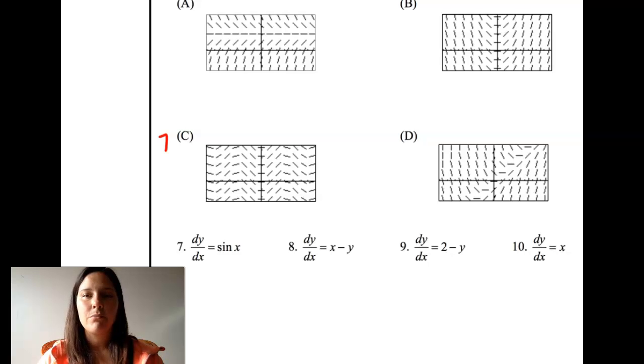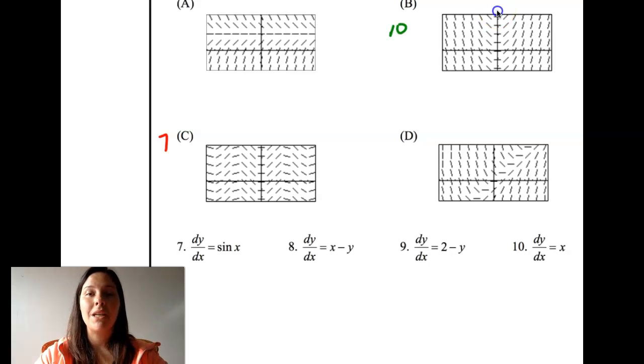So I'm actually going to start with number 10 because I think it's easier of the 3. What that says is that the derivative matches the x value at that point. So our y value has nothing to do with it. And when we look at those 3 graphs, there's only one of them where every x value has the same slope. So I want you to take a second to look at those 3 that are left and see if you can figure out which one matches with number 10. The slope is the x value. And I hope you came up with B.